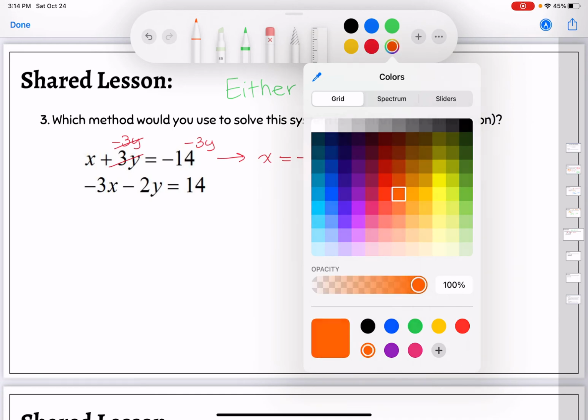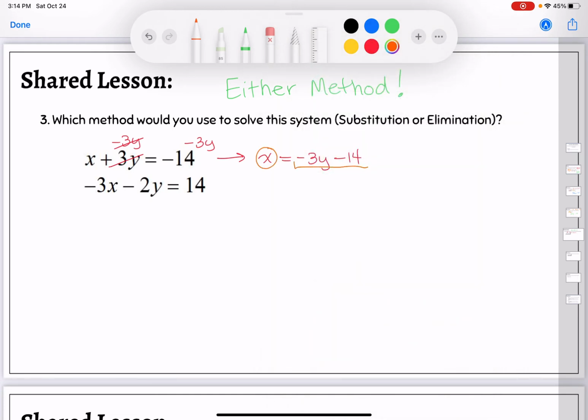So this says x equals, so I'm going to plug negative 3y minus 14 in for x in my other equation. So this is negative 3 parentheses negative 3y minus 14. I'm substituting in for x, so there's no more x in my equation. Minus 2y equals 14. Now I have to distribute my negative 3. I get positive 9y plus 42 minus 2y equals 14.